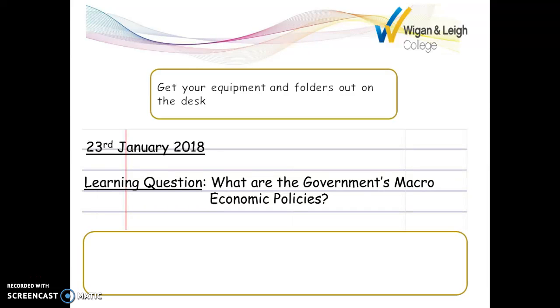Good afternoon. What we're going to look at today is just a continuation of the previous lesson. We looked at government's macroeconomic policies, particularly focusing on the UK government. What we'll do today is have a look at these policies as a recap, and then I'm going to set you off on a task which will have you look at the problems associated with the macroeconomic objectives when things don't run as smoothly as they should do.